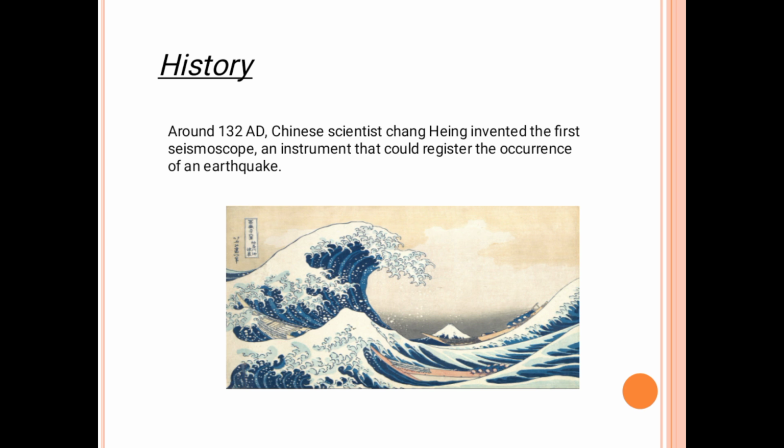Now we discuss the history of seismic waves. Around 132 AD, Chinese scientist Chang Heng invented the first seismoscope, an instrument that could register the occurrence of an earthquake. Seismic waves are caused by sudden movement of materials within the earth, such as slip along a fault during an earthquake. Volcanic eruptions, explosions, landslides, avalanches, and even rushing rivers can also cause seismic waves.